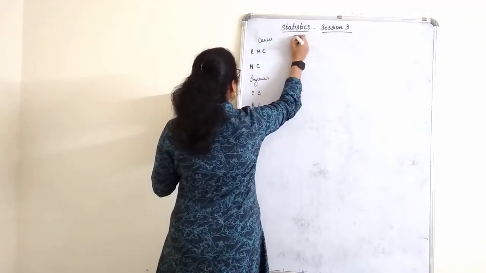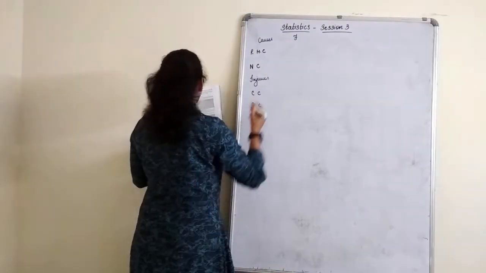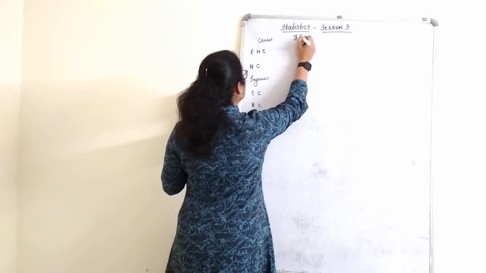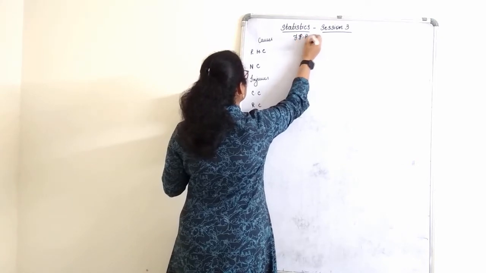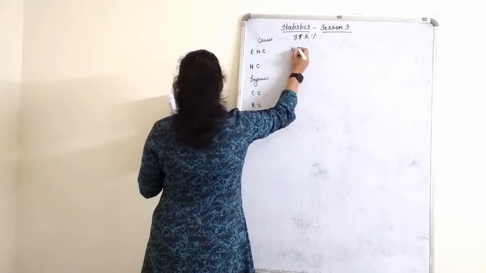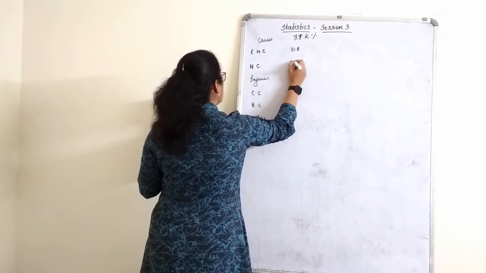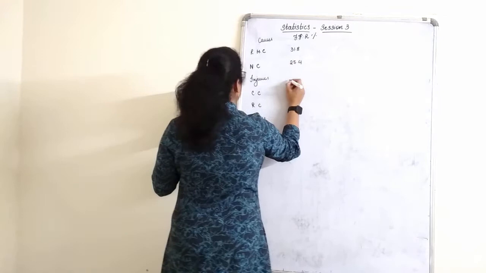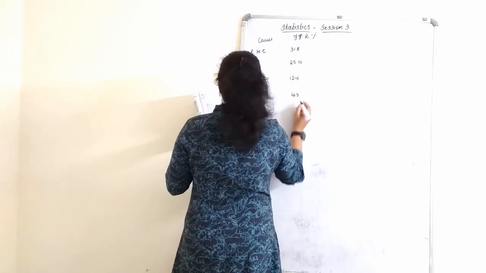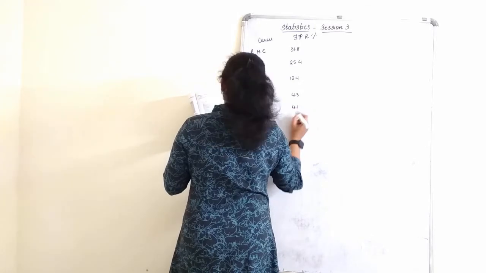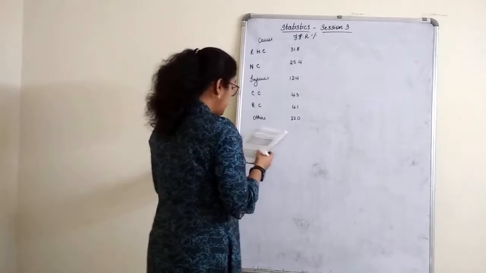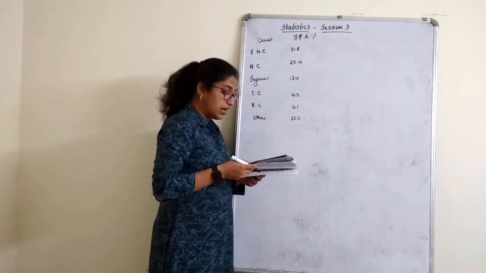And female fertility rate. Because of this, how many are falling sick? Female fertility rate in percentage is 31.8%, 25.4%, 12.4%, 4.3, 4.1 and 22.0. Represent the following information given above graphically.